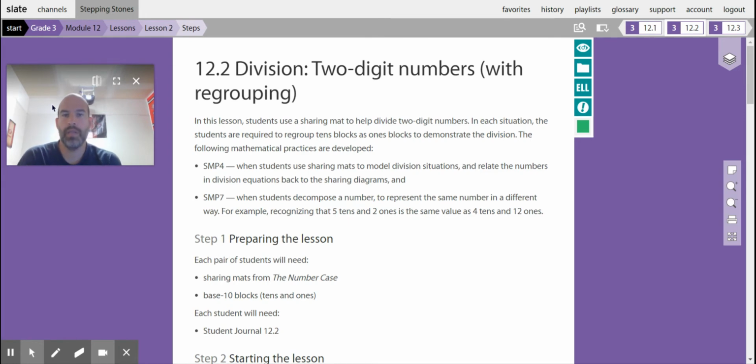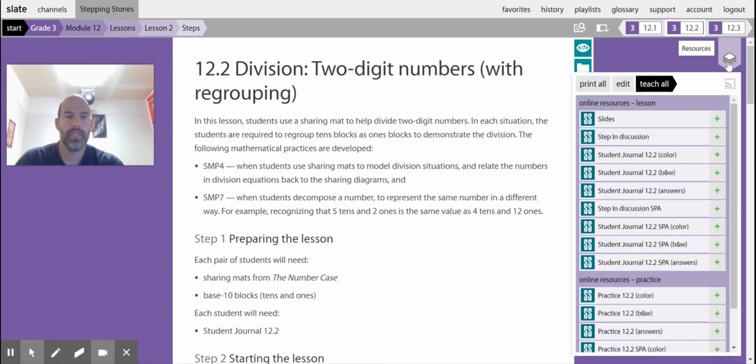We'll be starting our module lesson today, module 12.2, division, two-digit numbers with regrouping. All right. To get us started, we're going to go ahead and open up our slides and we will get started.